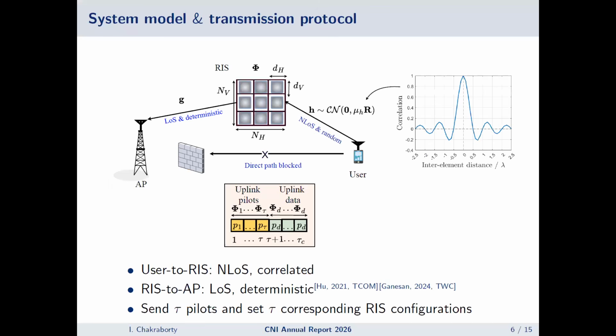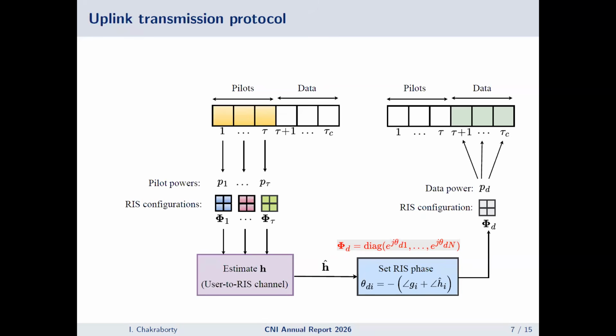Now, let us come to the system model. We have considered an uplink communication model where the user to RIS channel is non-line of sight and random, and the RIS to AP channel is line of sight and deterministic, and the direct path is blocked. In the first tau interval, within the correlation interval of tau c, we send the pilots and then we send the data. Now let us look into the transmission protocol in a little more elaborate way.